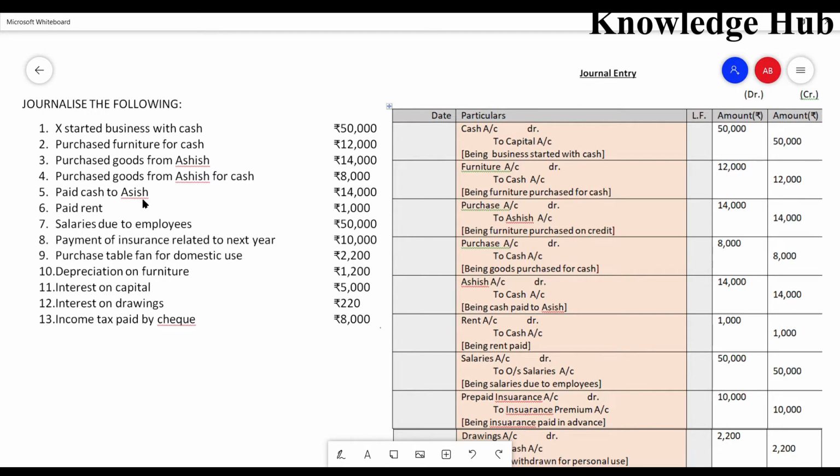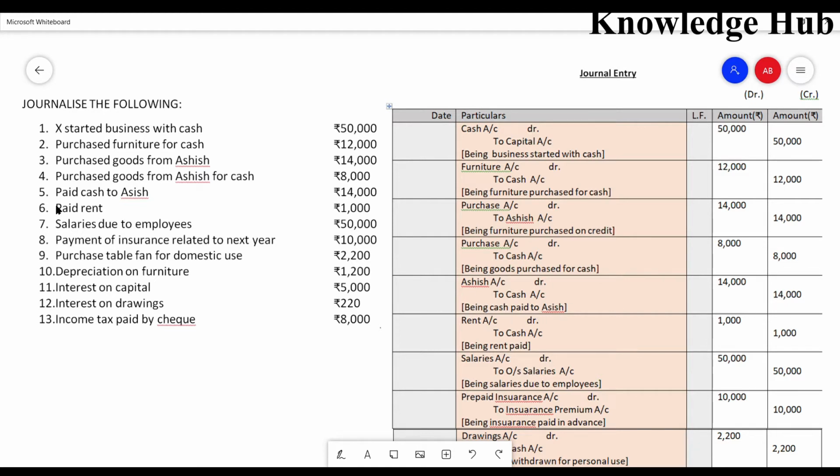Paid cash to Ashish. The two accounts that are involved include cash and Ashish. Cash being a real account here is going out. So for cash, I'm going to credit it. And Ashish is the personal account who is receiving. So I will debit Ashish's account. So Ashish account debit to cash account for an amount of 14,000. And the narration goes, being cash paid to Ashish.